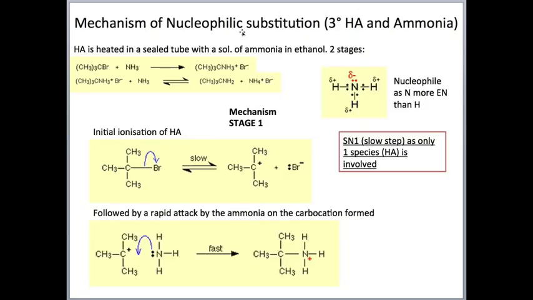In this case, we have a tertiary halogenoalkane reacting with ammonia. So we heat the halogenoalkane in a sealed tube with a solution of ammonia in ethanol. And again, we have two stages.